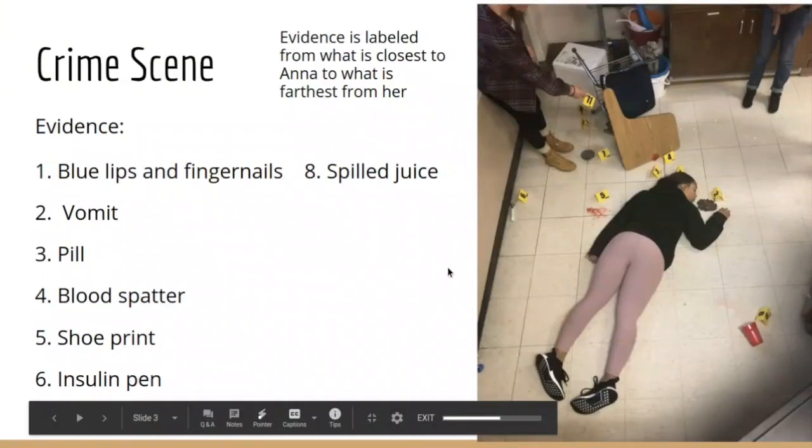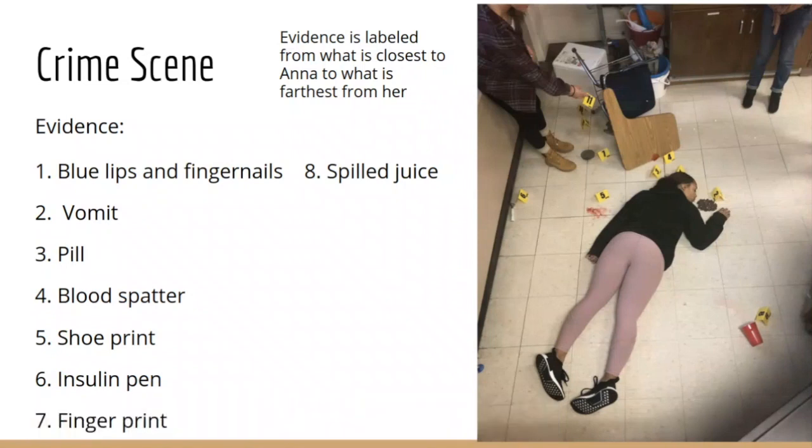So what is shown in this picture is the crime scene in which Anna was found dead. The evidence is labeled from what is closest to Anna to what is farthest from her. Starting with number 1 would be the blue lips and fingernails, which show the lack of oxygen getting to the rest of her body. Number 2 is the vomit just beside her mouth. Number 3 are the pills spread around the scene.